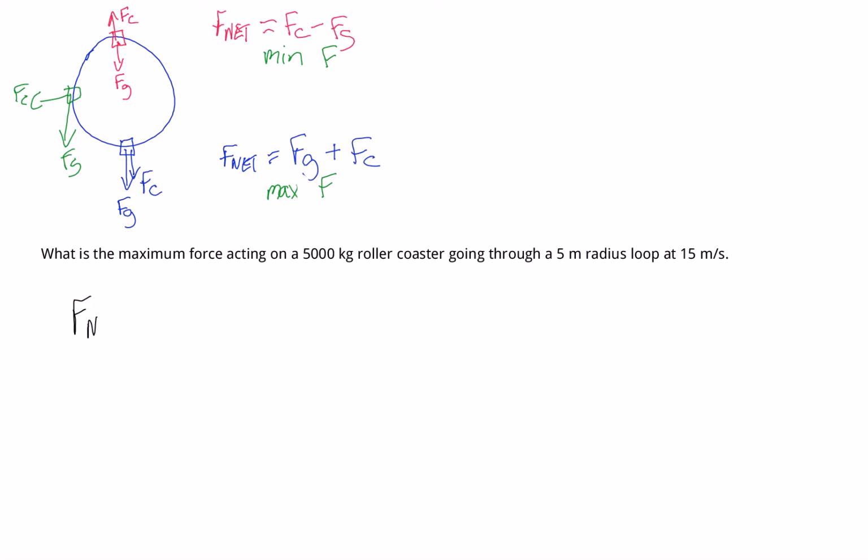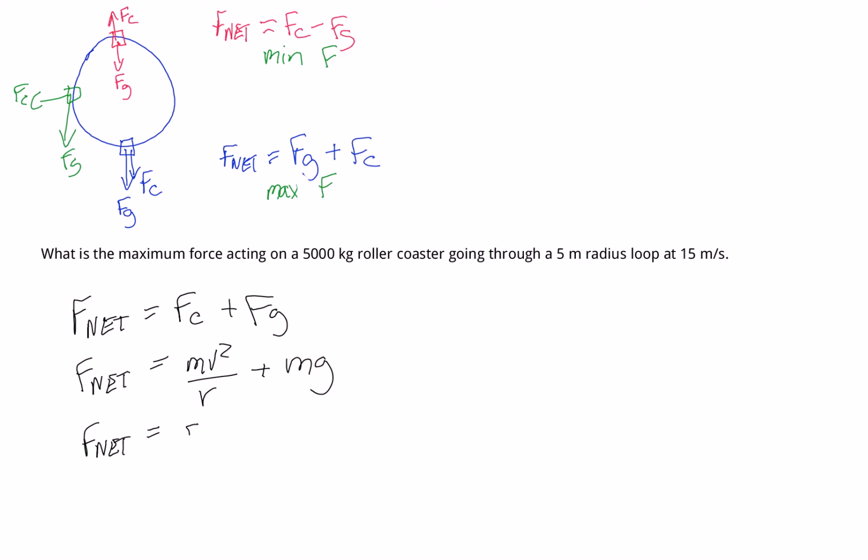So we want our net force to be the centripetal plus gravity. That means all we have to do is figure out mv squared over r and add that on to mg. So just do those two calculations. For mv squared over r, we have 5,000 times 15 squared divided by 5, and then we're going to add on 5,000 times 9.81.